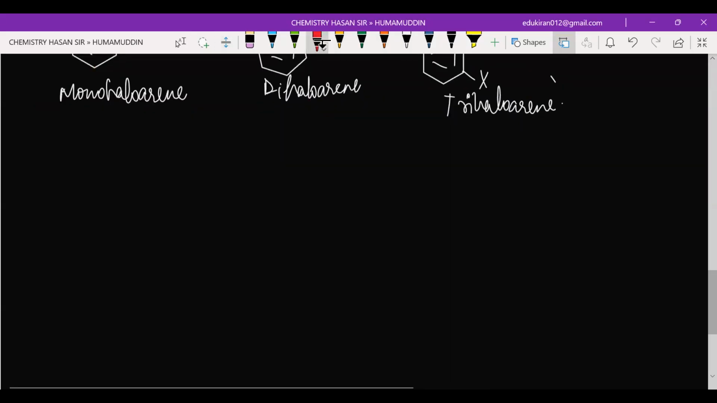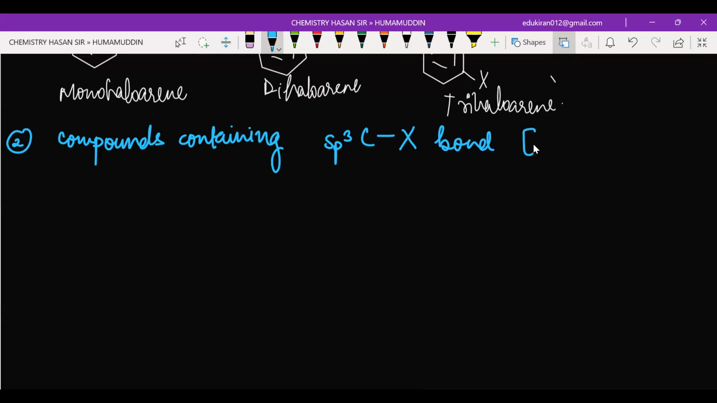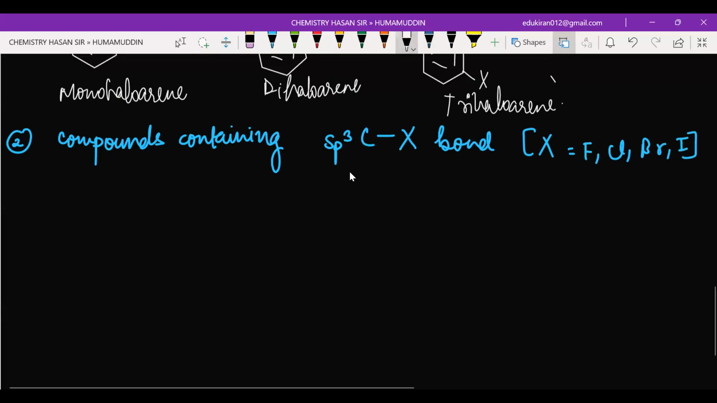Moving to the next classification, and that is on the basis of compounds containing the sp3 C-X bond. X, you know, is fluorine, chlorine, bromine, and iodine. Now, what does it mean? Basically, it has two parts.